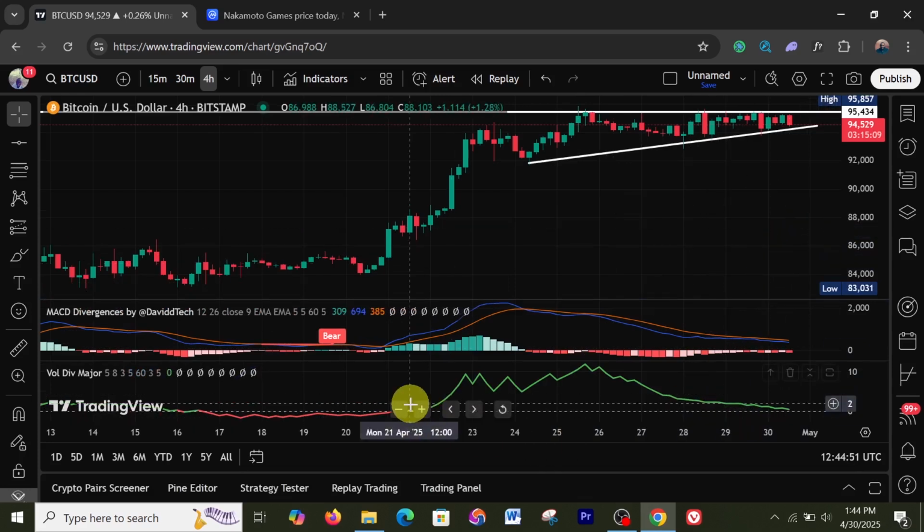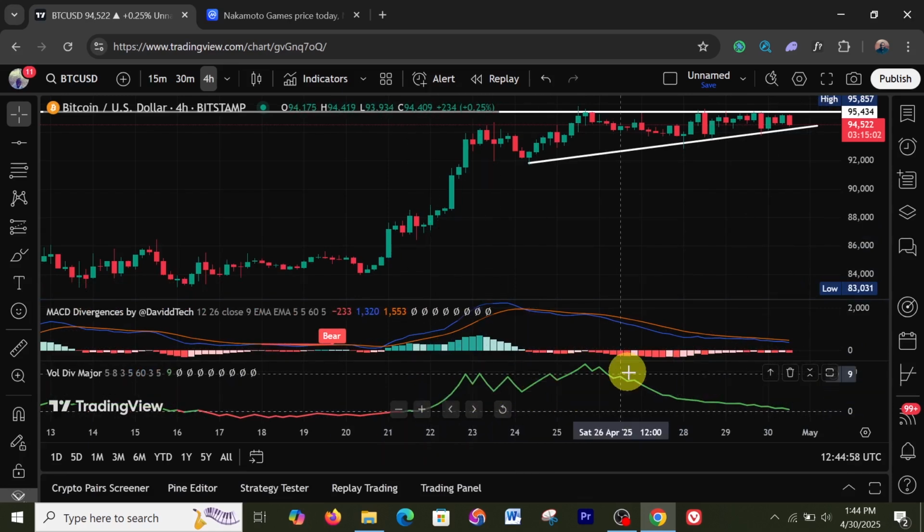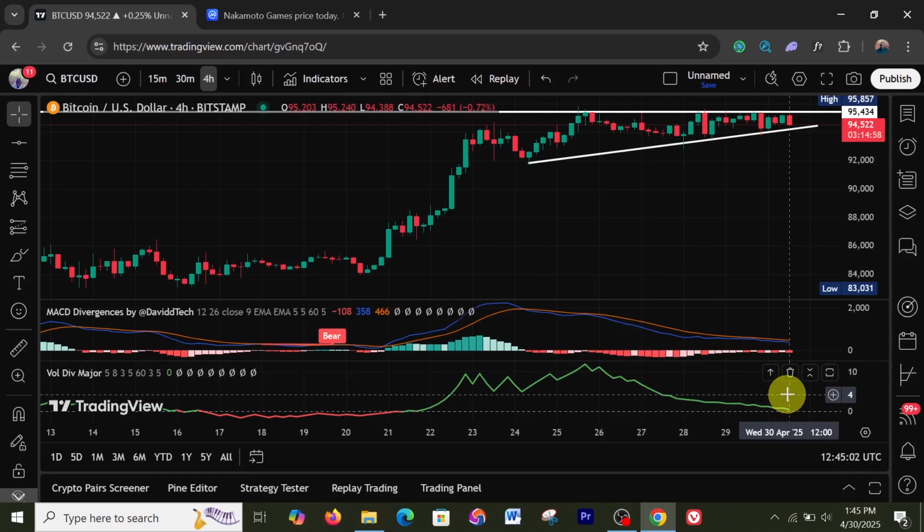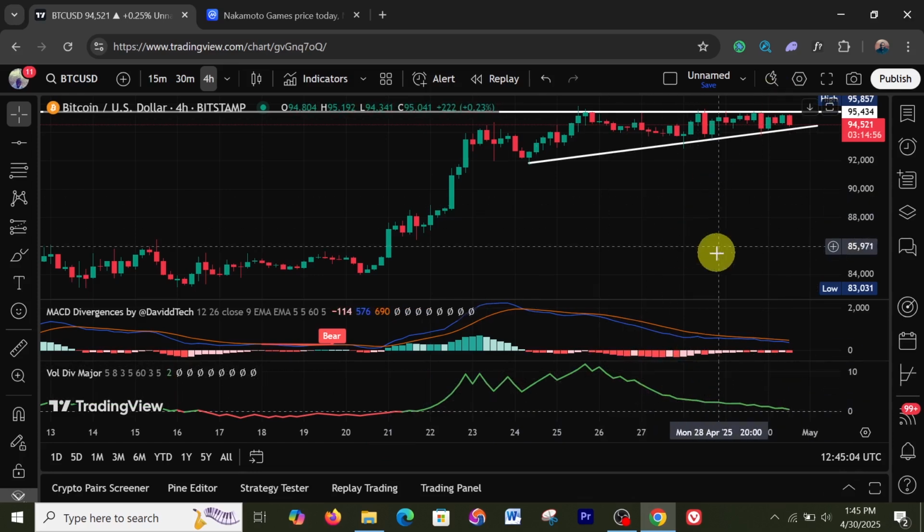You could see anything below zero means sellers are in control. Anything above zero means buyers are in control. You could see although buyers' momentum has dropped, they are still in control. So we're still safe to take a long position on this.